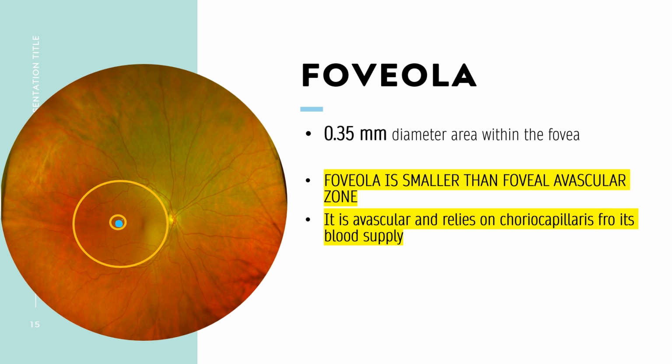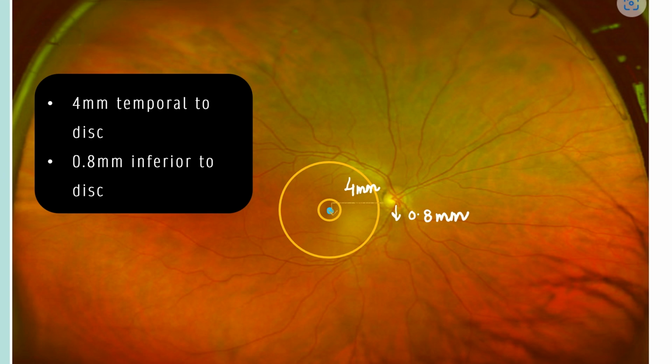Okay, so foveola is this 0.35 millimeter diameter area that you see within the fovea, and this region that I've drawn here can also be called the floor of the fovea. Now, foveola is smaller than the foveolar vascular zone. So we'll talk about the foveolar vascular zone and what is exactly meant by FAZ. Now, what you should remember is that this foveola is entirely avascular and it basically relies on the underlying choroid and the choriocapillaries for its nourishment.